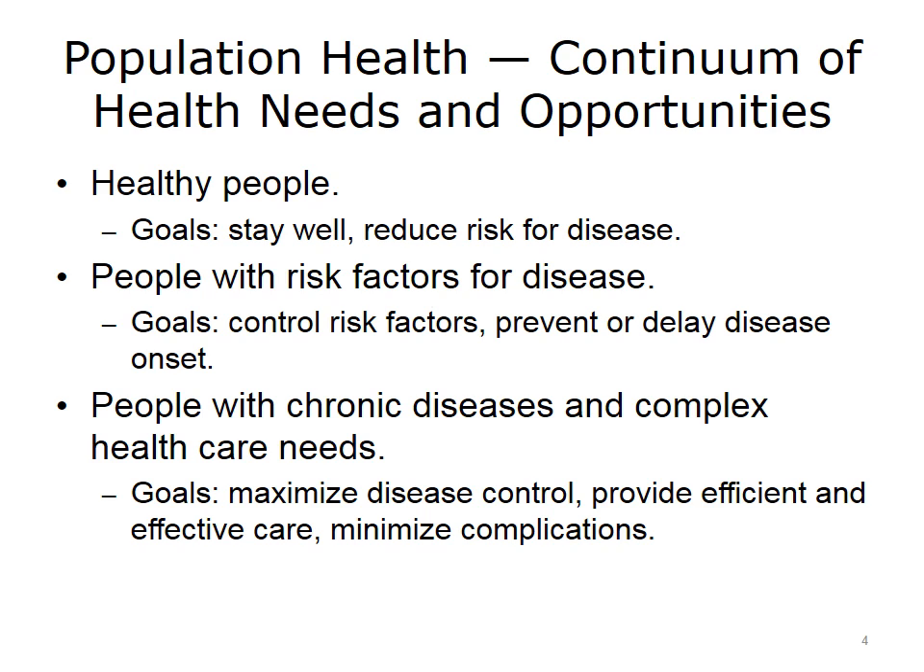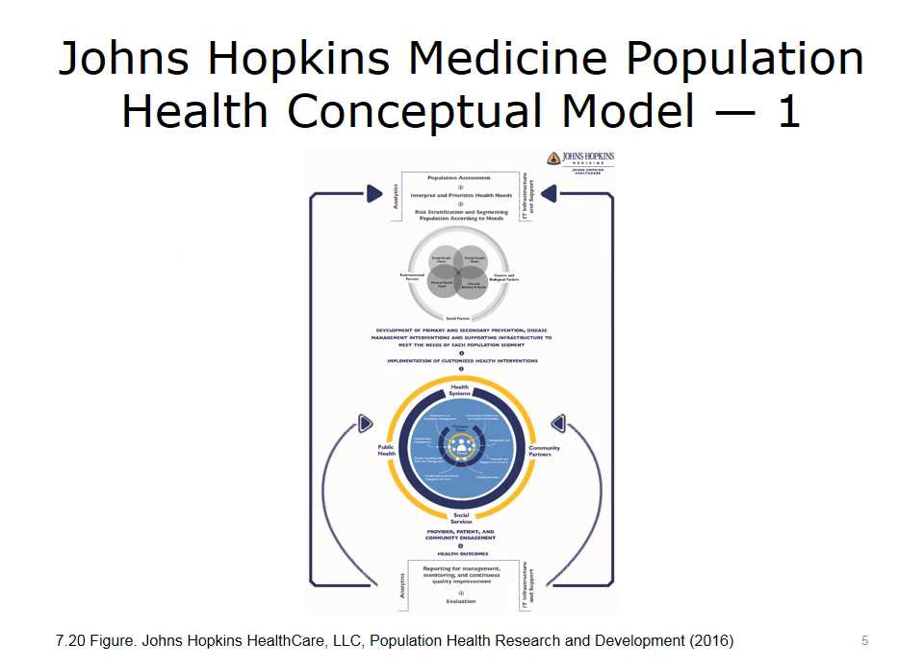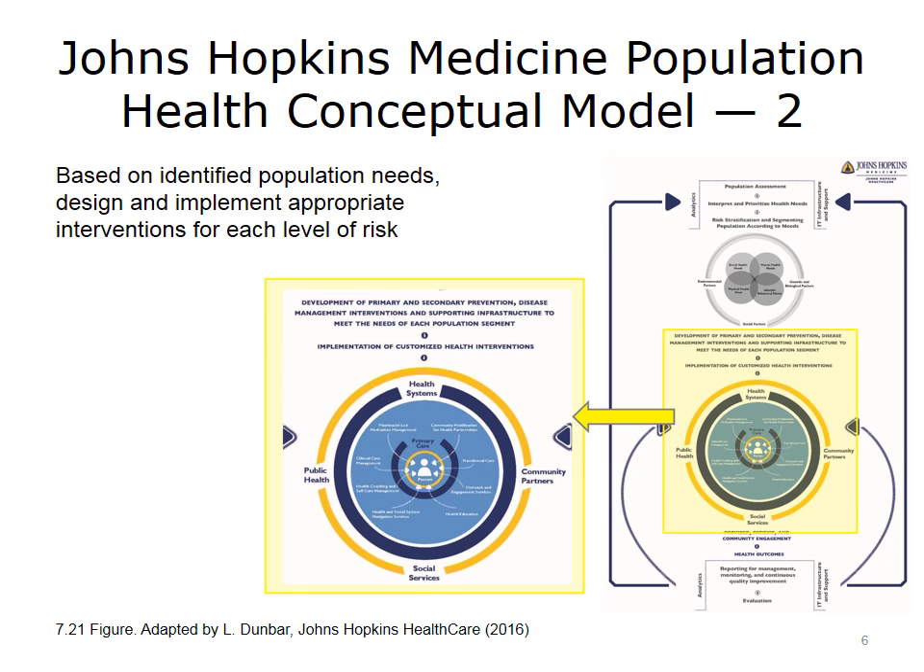and minimize complications. In Lecture A of Unit 7, Population Health Management Interventions, you were introduced to Johns Hopkins Medicine's Population Health Conceptual Model, which begins with prioritizing the population for interventions and ends with evaluation of those population health interventions. We will continue to walk through this conceptual model for the remainder of today's lecture. In Lecture A, we looked at population assessment, prioritizing health needs, and risk stratification and segmentation according to population needs.